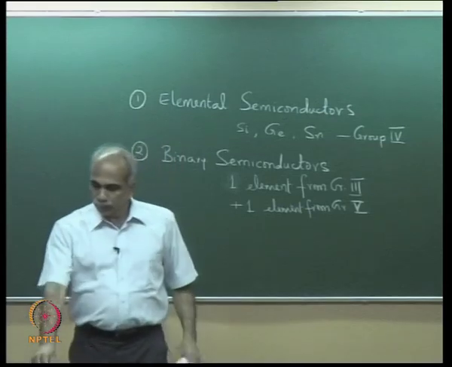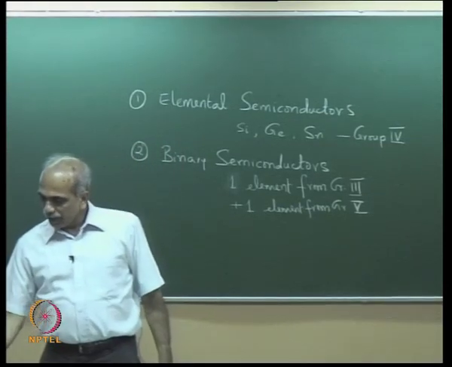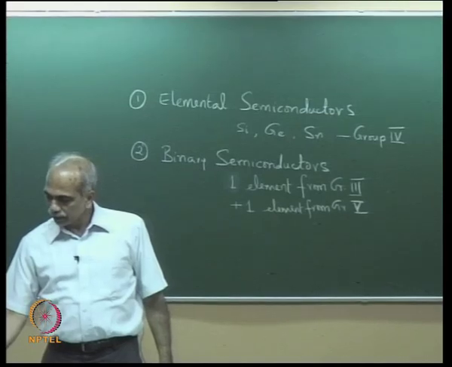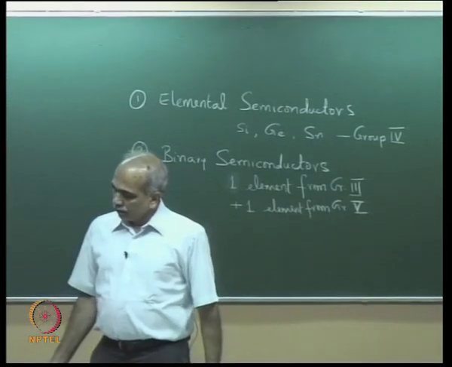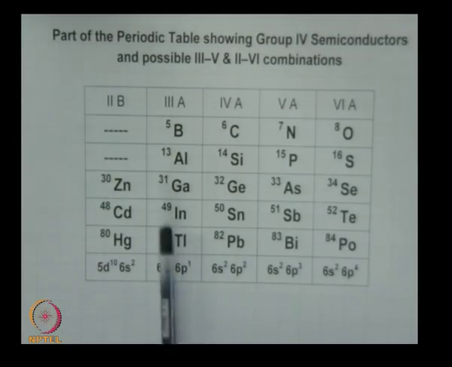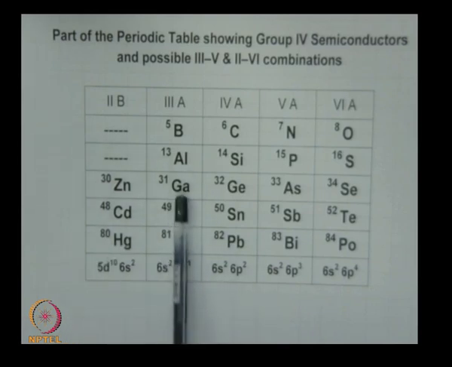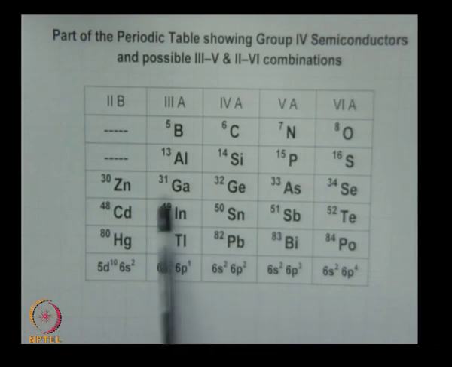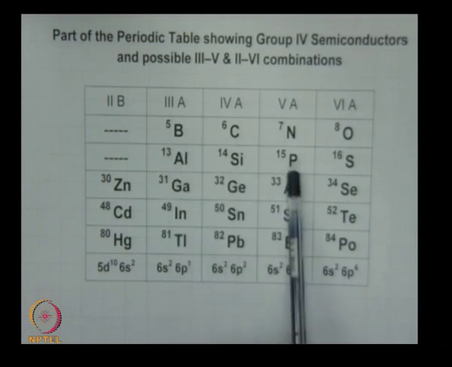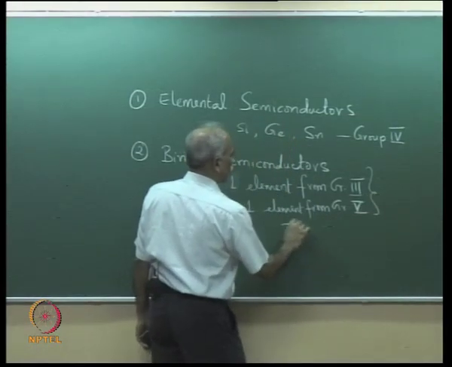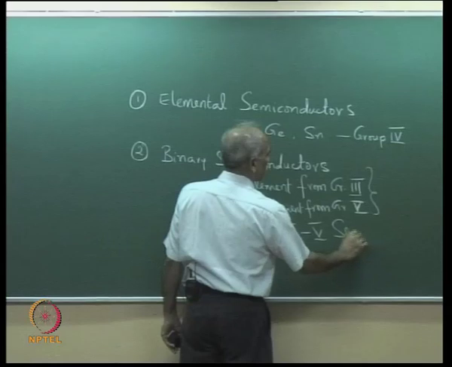For example, if you see the table here, the elemental semiconductors are here in group 4: silicon, germanium, tin. The binary semiconductors are one element from group 3 and one element from group 5. The most commonly used compound is gallium arsenide, one from 3 and one from 5. You also have aluminum phosphide, indium phosphide. All possibilities are there, one from group 3, one from group 5. So these are also sometimes called 3-5 semiconductors.